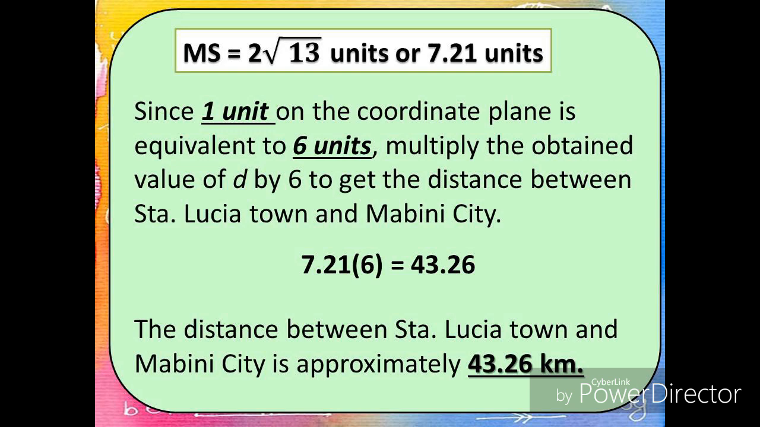Since 1 unit on the coordinate plane is equivalent to 6 kilometers, we're going to multiply the obtained value of D by 6 to get the distance between Santa Lucia town and Mabini City. That is 7.21 times 6 equals 43.26. So the distance between Santa Lucia town and Mabini City is approximately 43.26 kilometers.